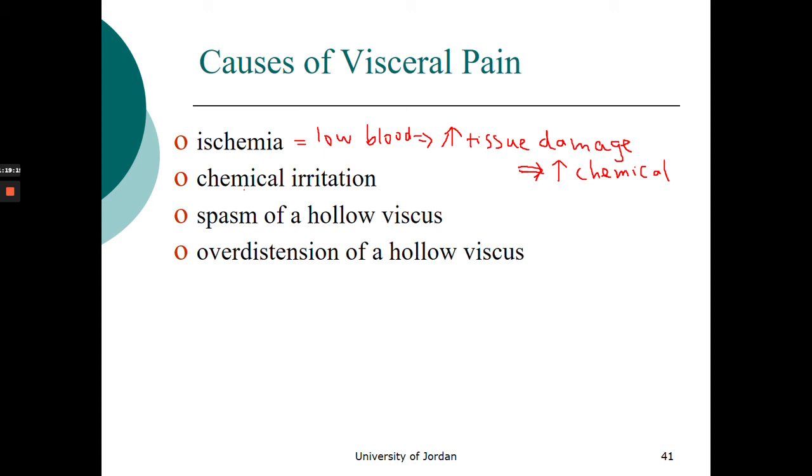Chemical irritation, like a perforated peptic ulcer, or bile or acids coming from the biliary system, might irritate the peritoneum and the viscera, causing visceral pain. Spasm of a hollow organ, a certain constriction or contraction of the small intestine, is called intestinal colic. Small intestine contraction causes mechanical stimulation of the free nerve endings. They press on the free nerve endings.